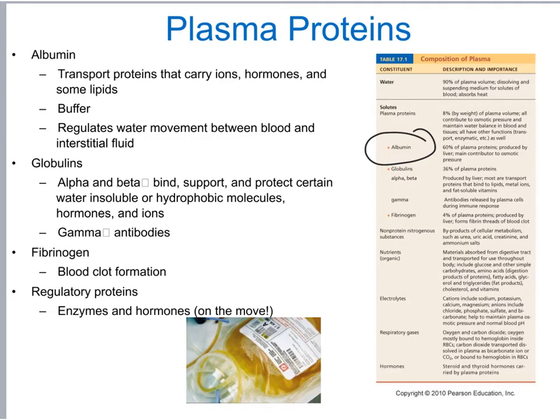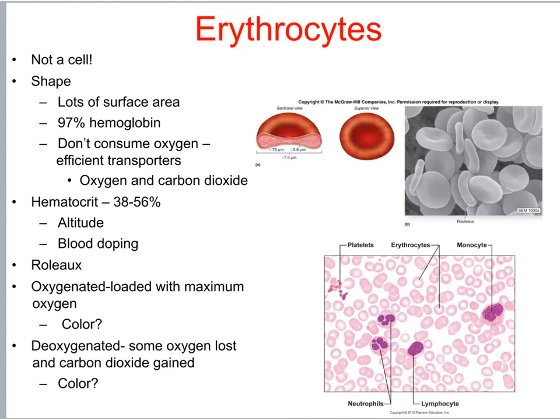We also have fibrinogen present in our plasma protein, and fibrinogen is about 4% of our plasma protein. Fibrinogen is produced by the liver as well, go liver, and it forms threads in a blood clot, which we're going to get to here in just a few minutes. So we also have lots of nutrients and electrolytes, respiratory gases that are all present in plasma, as well as enzymes and hormones that are on the move, being carried to where they need to go to their target tissues and cells. So let's talk about the formed elements, and we will start with erythrocytes.